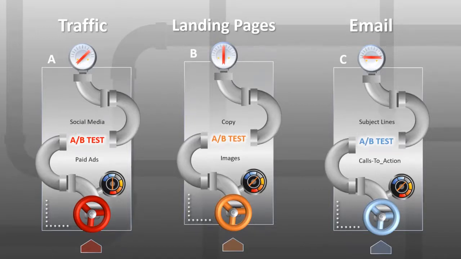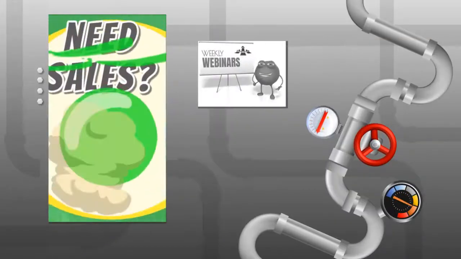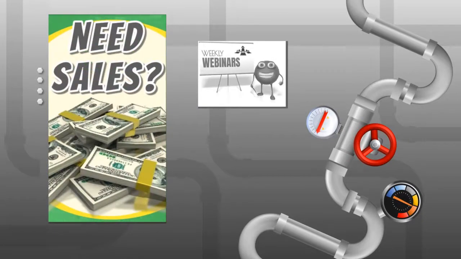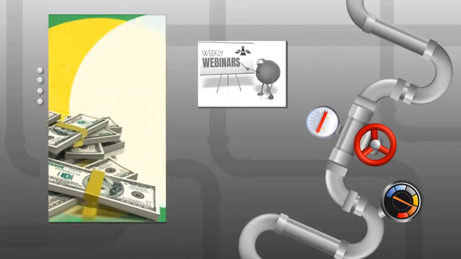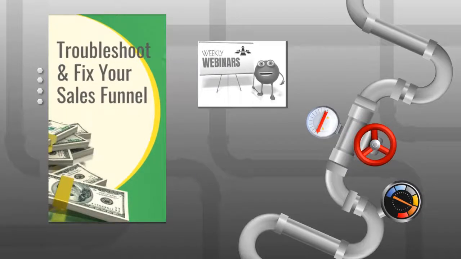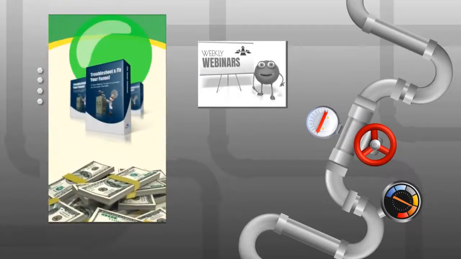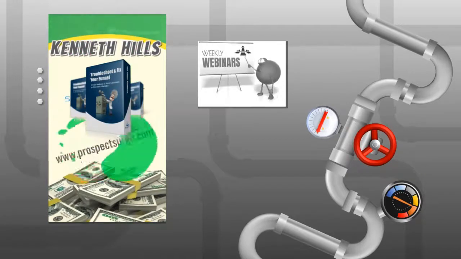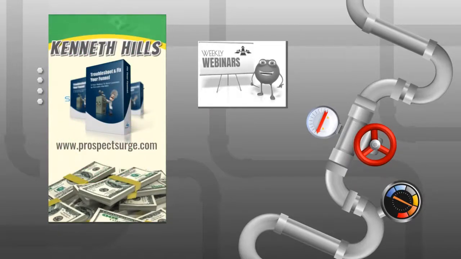The course has 10 videos and 7 ebooks that will teach you the 10 skills that you need to troubleshoot and fix your sales funnel and apply the 6-step method. It comes with a weekly webinar that will be live and recorded for those times when you can't make the webinar or find that it's fully booked.